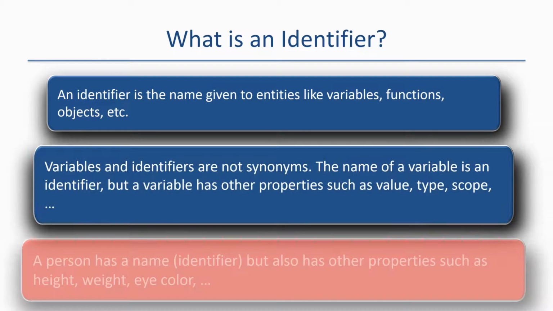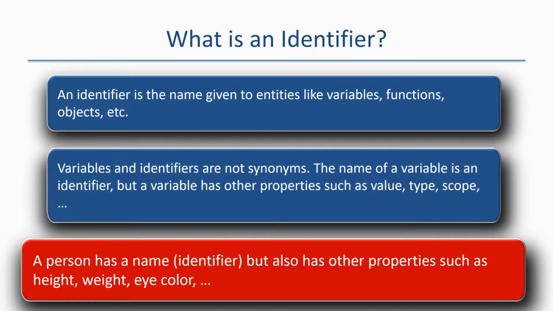For example, you can think of a person as a variable. A person has a name, which is an identifier for that person. But that person also has other properties such as height, eye color, and other properties.